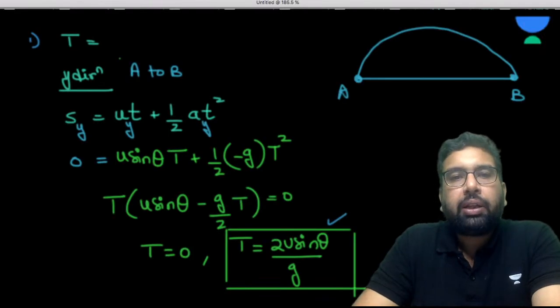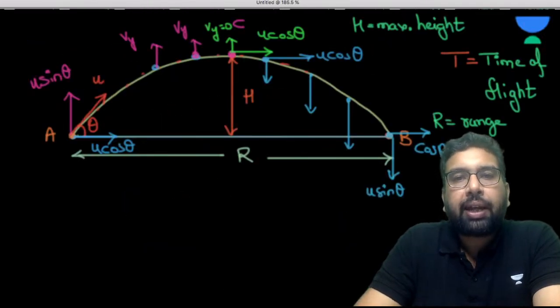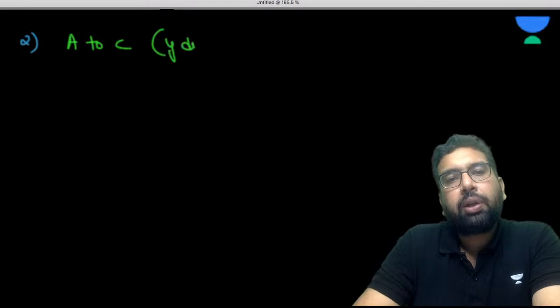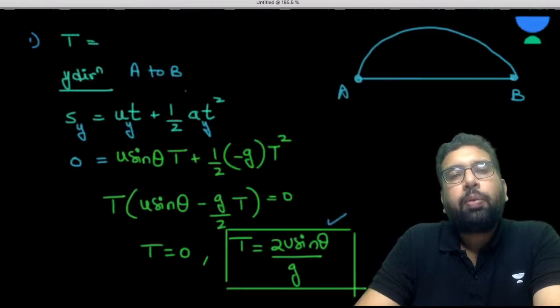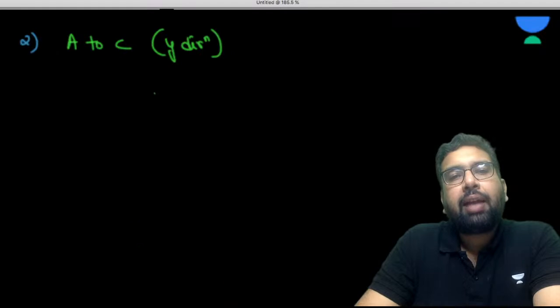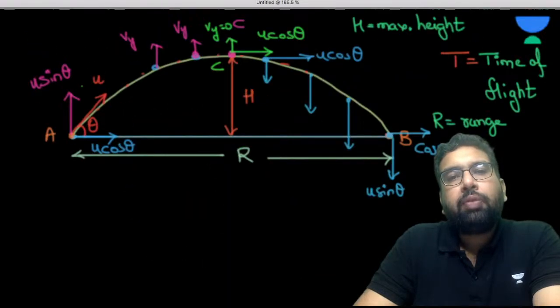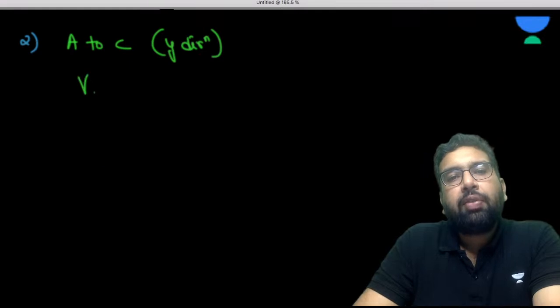Now if I consider the motion from A to, let's suppose this point is C. Again I am considering the motion from A to C, and I am considering the motion in the Y direction. Do you see that the velocity at C is the final velocity? So I am considering from A to C now.